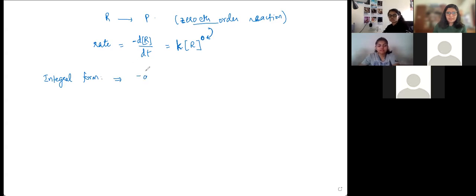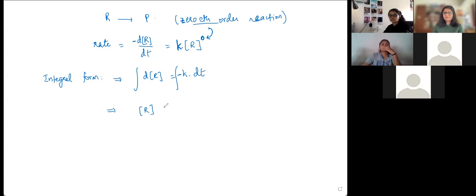Okay. So minus d[R] will be equal to k into [R] power 0, which is 1, and dt, so this will be k dt. I'll take minus also on the other side so that concentration will be there. Now if we integrate this on both sides, what will be the next step? [R] is equal to minus kt plus c.